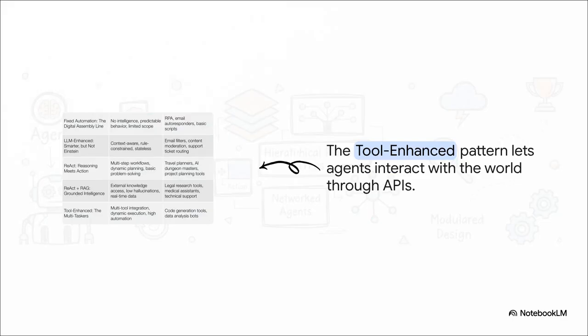The other major cognitive upgrade is tool use. This pattern basically gives agents superpowers. It allows them to connect to external functions, APIs, and all kinds of data sources. So instead of being stuck with just their pre-trained knowledge, they can now look up real-time stock prices, book a dinner reservation, or access a private company database. They can actually interact with the real, live world.